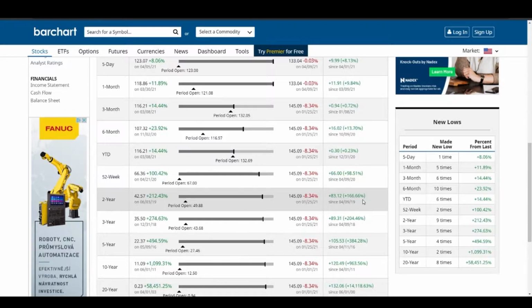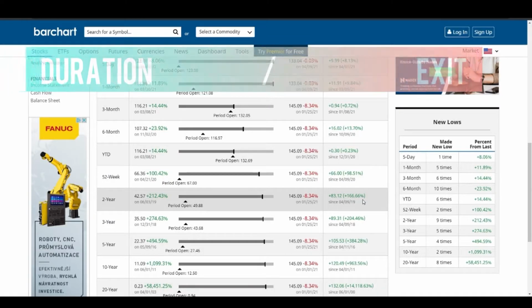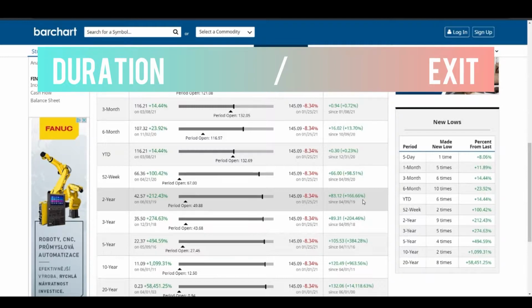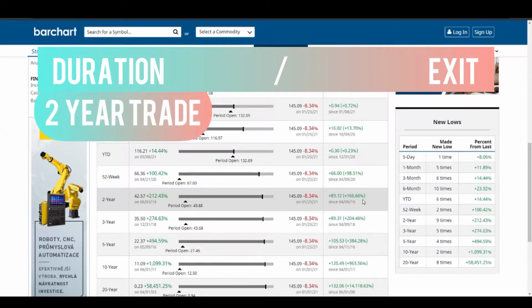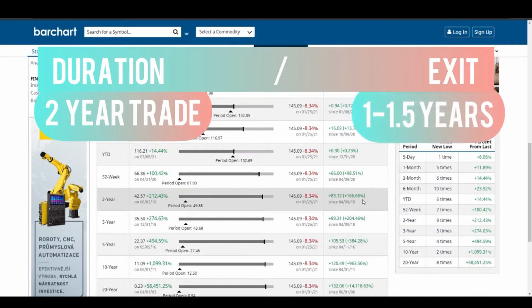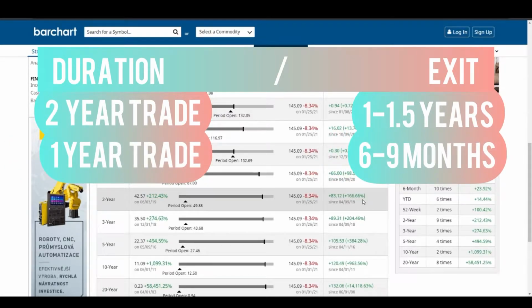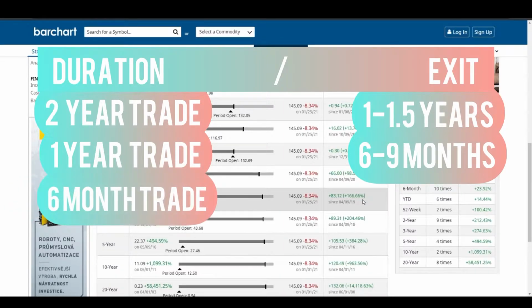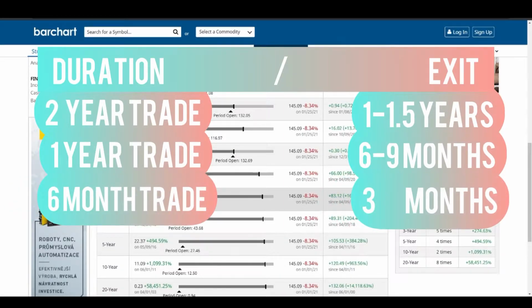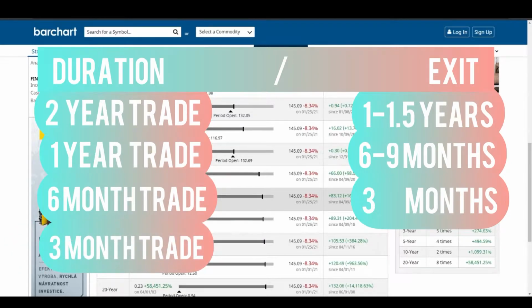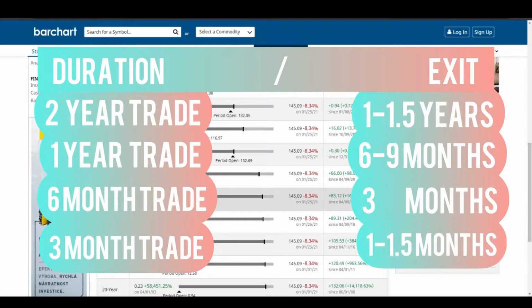As far as time, Mark Monroe advises to try to exit your trades within half of the time frame that you're in the trade. So typically if you're in a 2-year trade, you're looking to exit in about a year or a year and a half. If you're in a yearly trade, you're looking to exit anywhere from 6 to 9 months. If you're in a 6-month trade, you're looking to exit in 3 months. And if you're in a 3-month trade, which is short-term trading, you're looking to exit in about a month, month and a half.